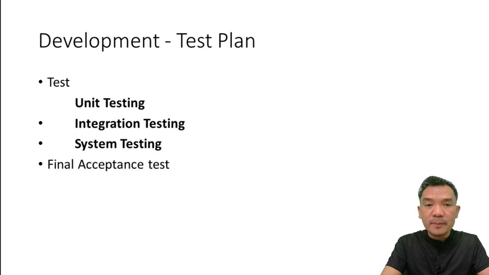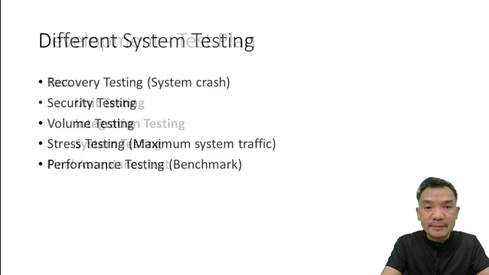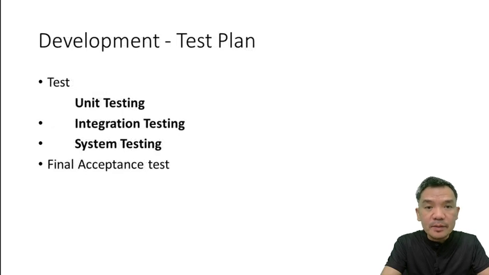And also it is very important during the development stage, the IS auditor will focus on the test plan. We will look at unit testing, integration testing, and system testing. And finally, the final acceptance testing, which is intended for the user perspective testing.